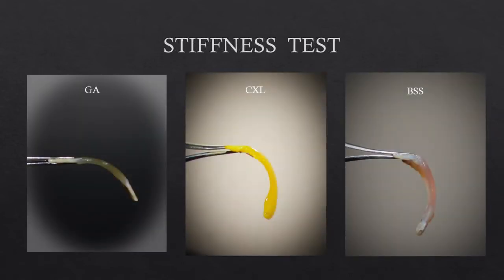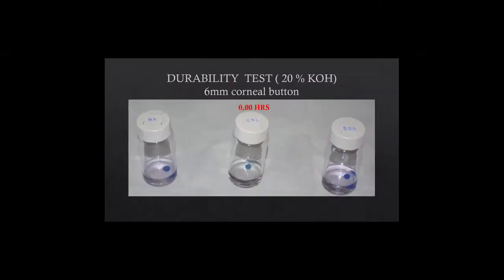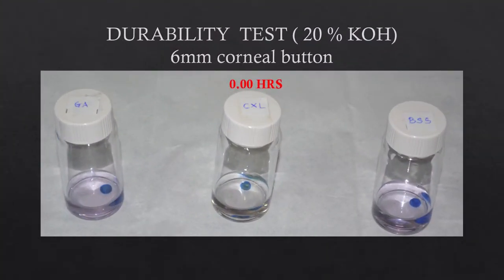In the stiffness test, the tissue is simply held with a forceps to see its strength. Here we can see that the tissue treated with GA shows a better stiffness, followed by the tissue treated with cross-linking and the BSS. In the durability test, we used 20% KOH to digest the tissue. The disintegrating time was noted simultaneously for all the 3 treated tissues.